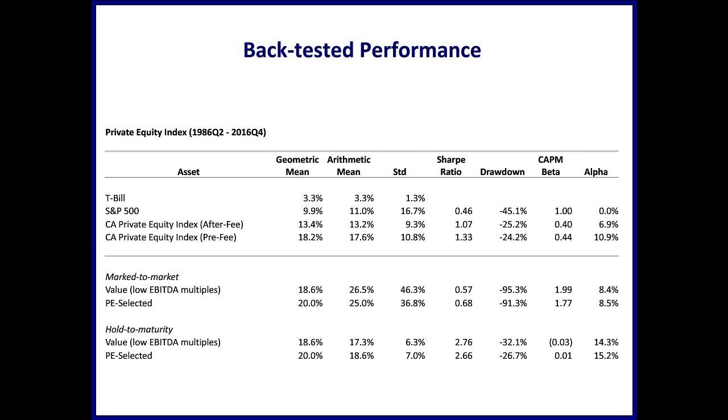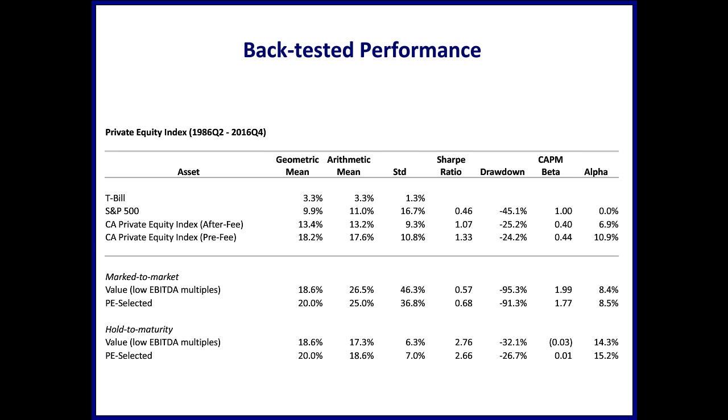The hold-to-maturity accounting is the exact same portfolio, the exact same trades. I'm going to liquidate it at the end. I start with $1 and I end with the exact same wealth. And so by construction, the geometric mean is identical. It's 20%. The standard deviation, however, is only 7.